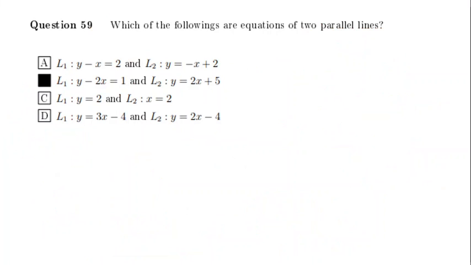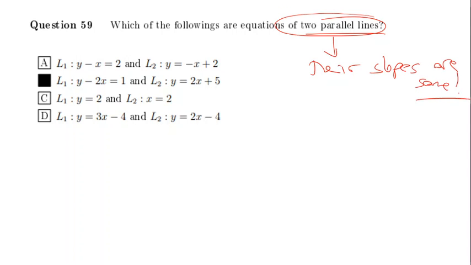Now, which of the following are the equations of two parallel lines? So basically, what we know about parallel lines is that their slopes are the same. So we need to get the slopes. How can you get the slope here? You change it to y = x + 2, so the slope here is 1. What's the slope here? It's already in y = form, so it's -x, so the slope is -1. So are they the same? No. So not parallel.